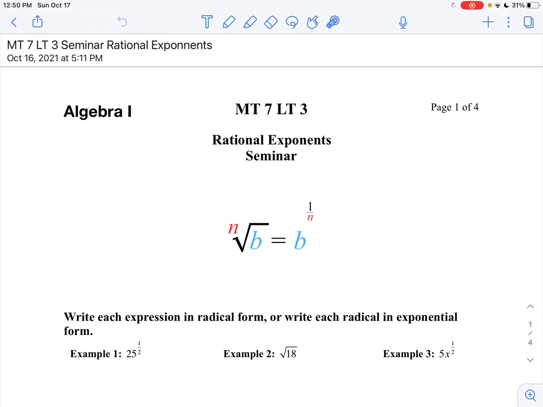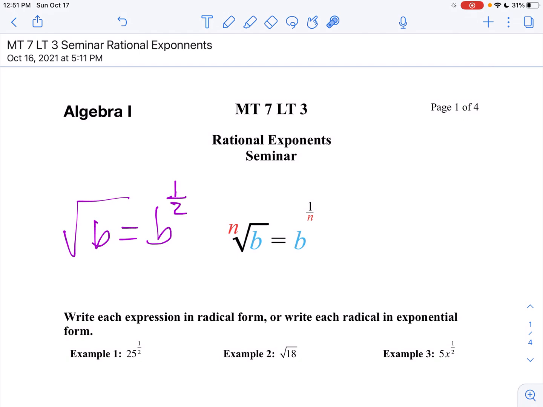That's all it means. If I have the nth root of b, I'm going to write that as b to the 1 over n. N is my index. Now, the one thing to remember, if you don't have an index, it means square root. So if I have the square root of b, I write that as 1 over 2. Without writing the index, I know that's a 2 because you can't take a root 1. So square root means 1/2. Anything else, we're going to have a number for.